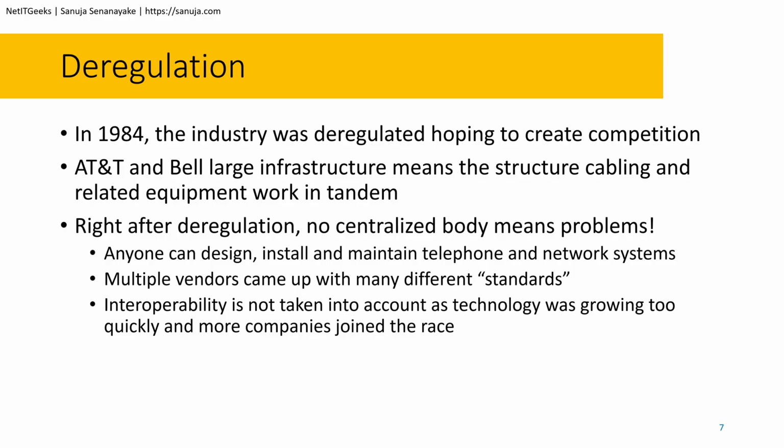So let's look at the deregulation from the history point of view. In 1984, the industry was deregulated, hoping to create competition, right? That's the main goal. AT&T and Bell's large infrastructure means that the structured cabling and related equipment work in tandem. In other words, because of their monopoly, even with the regulations, because they are creating all the equipment and the large infrastructure, most of the related equipment just works in tandem. So there is no conflict between the equipment and the structured cabling, because both are done by the same company, AT&T and Bell, right?